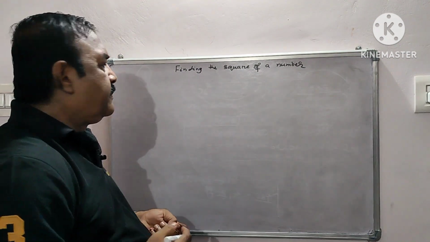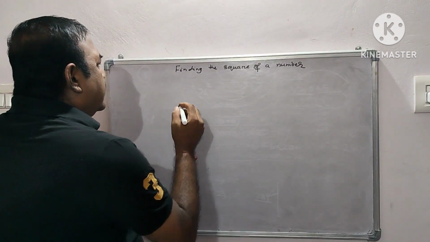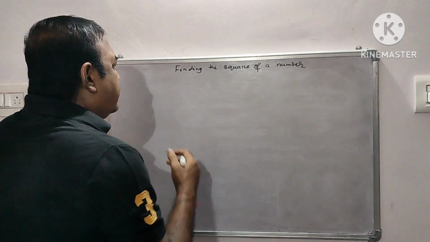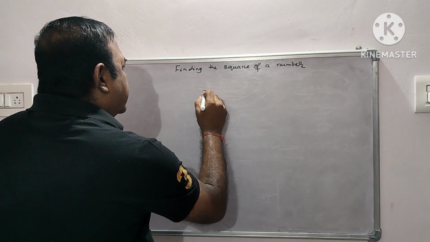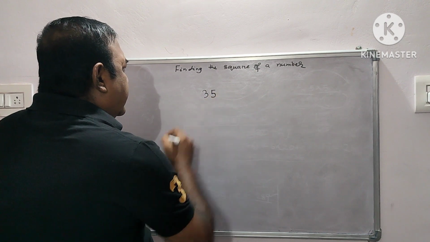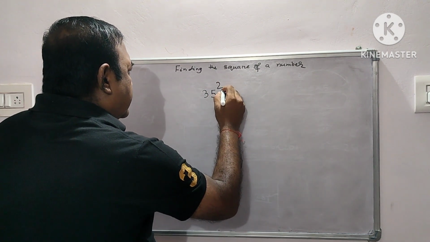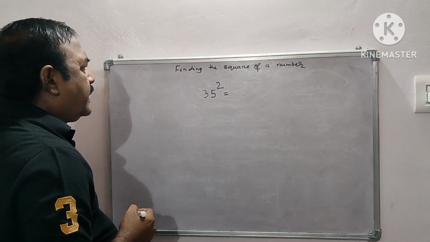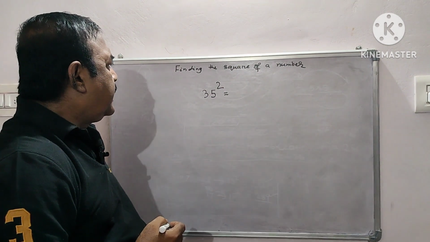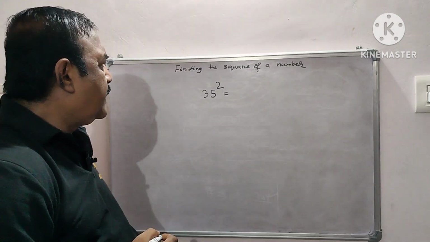Suppose you consider a 2-digit number. It may be a 3-digit number, but we will take a 2-digit one now. Suppose 35, and we will do its squaring. What is the value of 35 square? That means 35 into 35.